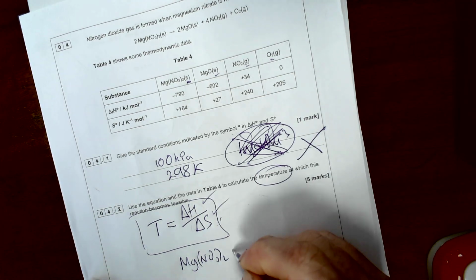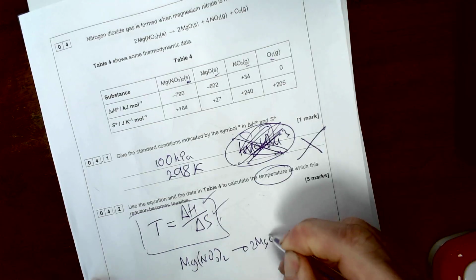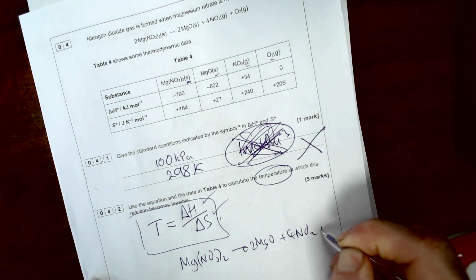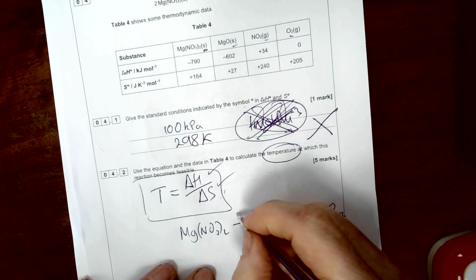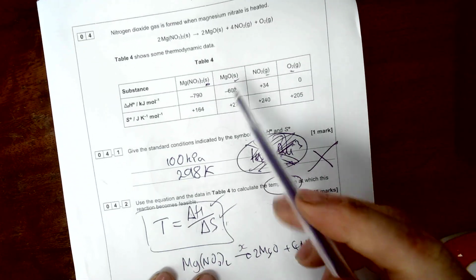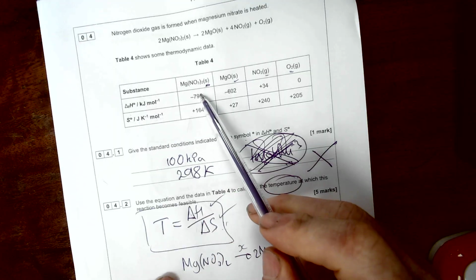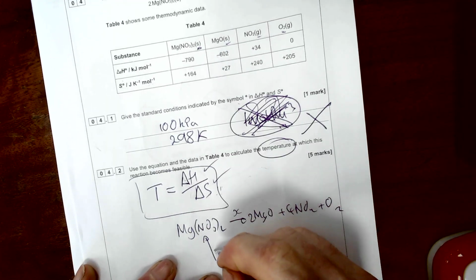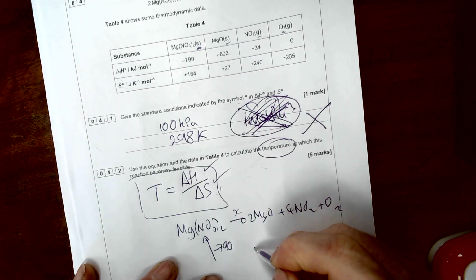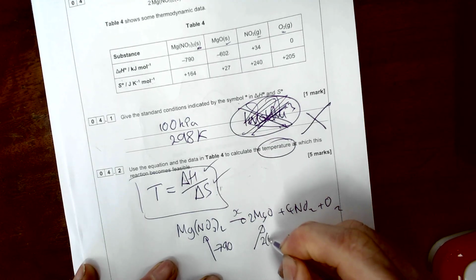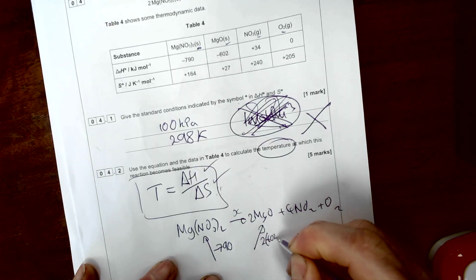Mg(NO3)2 makes 2 MgO plus 4 NO2 plus O2. I'm going to work out delta H first for this reaction. I've been given the formation of this, so I'm going to form that. That's minus 790. I've been given the formation of this, so I'm going to form that. There's 2 of them, so it's 2 times minus 602.